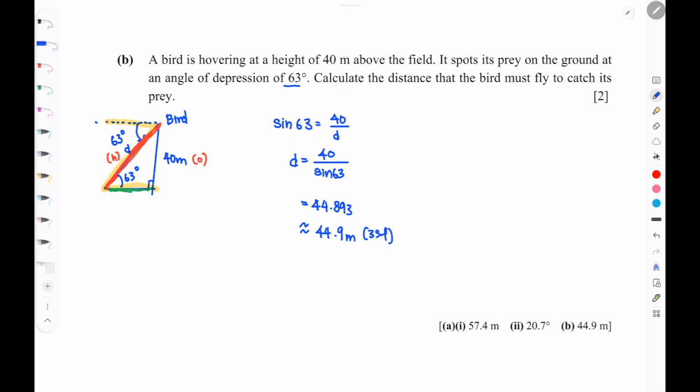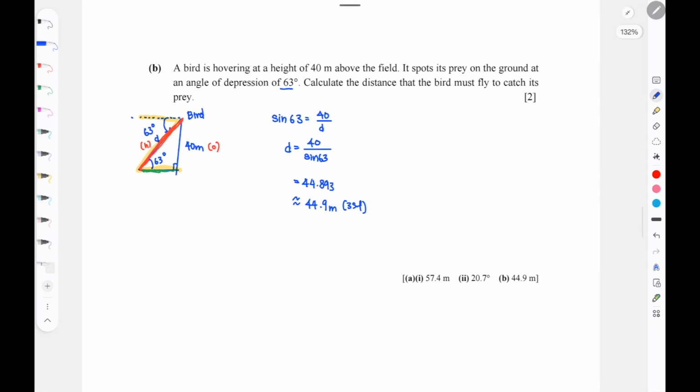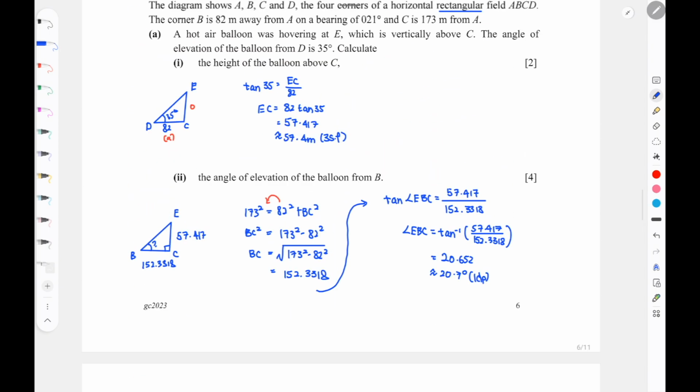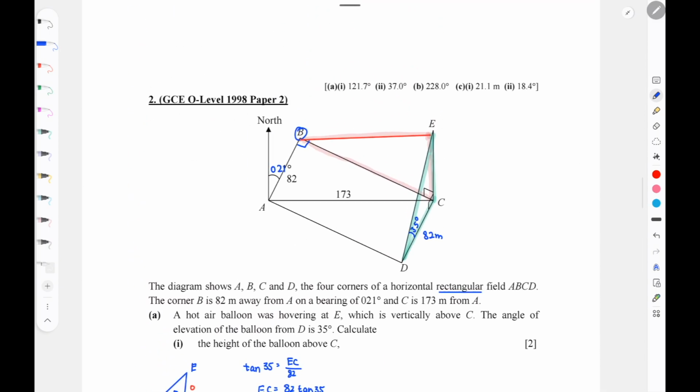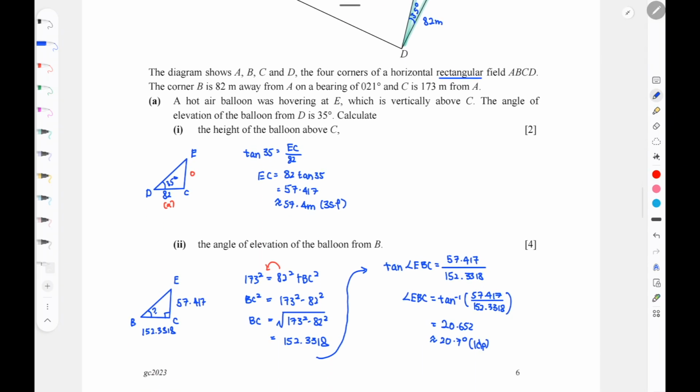Okay, if not, that is it for this topic. Okay, to summarize a little bit, to solve any 3D diagram, the best way is to break it down and change it into a two-dimensional diagram first. Okay, so you draw either the side view or top view before you proceed to solve normally like your previous few topics. Okay, if not, that's it.